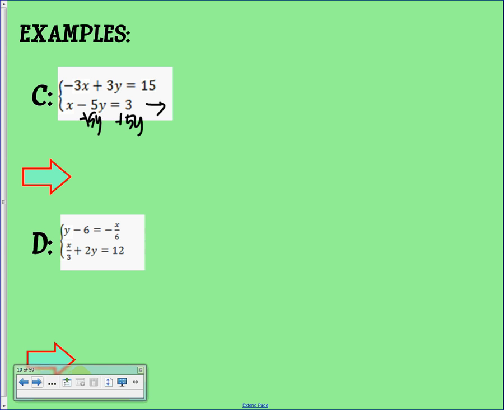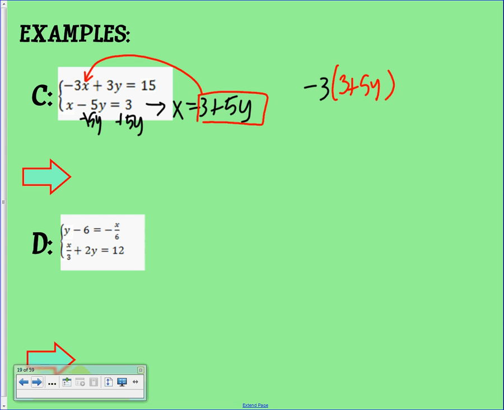So this equation can be rewritten as x equals 3 plus 5y. So now I have an x equals, so I'm going to go ahead and box that, and that goes into my first equation right where x was. So if I rewrite that first one, I've got negative 3, and then instead of x, I have the quantity 3 plus 5y, plus 3y equals 15.